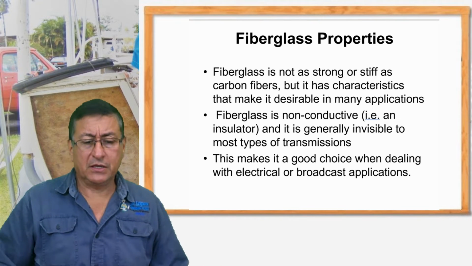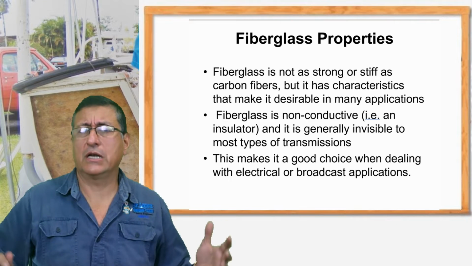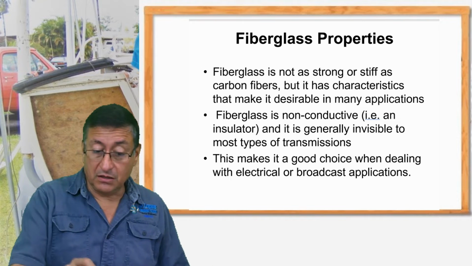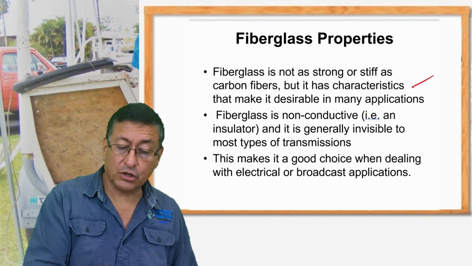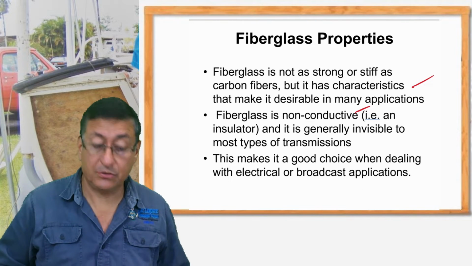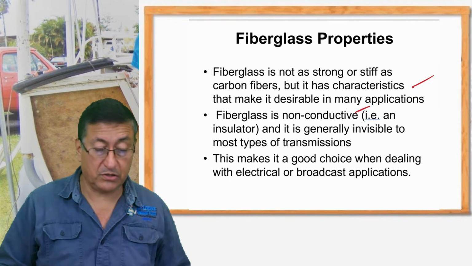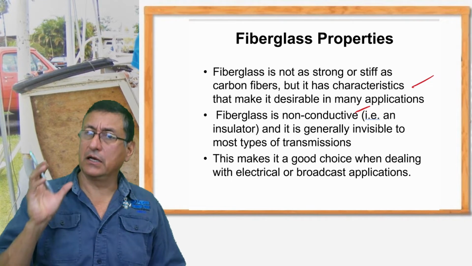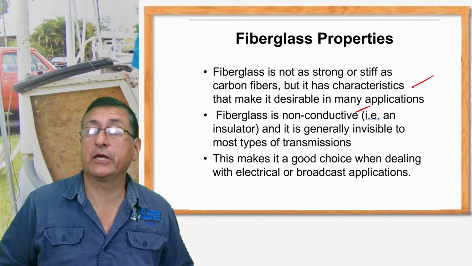We are going to start basically with fiberglass. Fiberglass is not as strong as carbon fiber, but it's great, and it is used in different types of applications. Fiberglass is a non-conductor. For that reason, fiberglass is used as an insulator, and it is invisible to the majority of transmissions. It's a good choice for the fabrication of electrical components and broadcast applications.